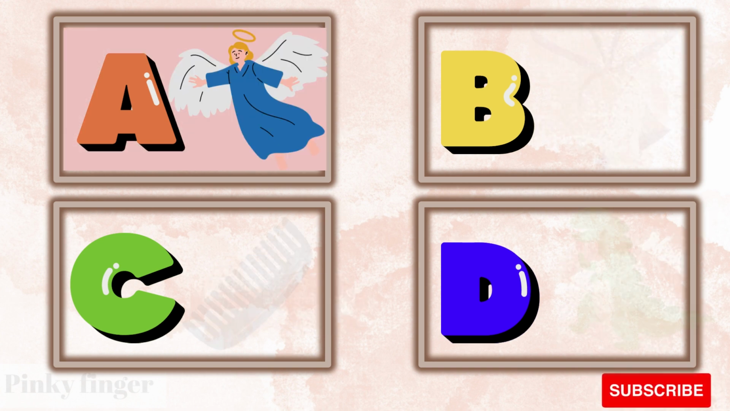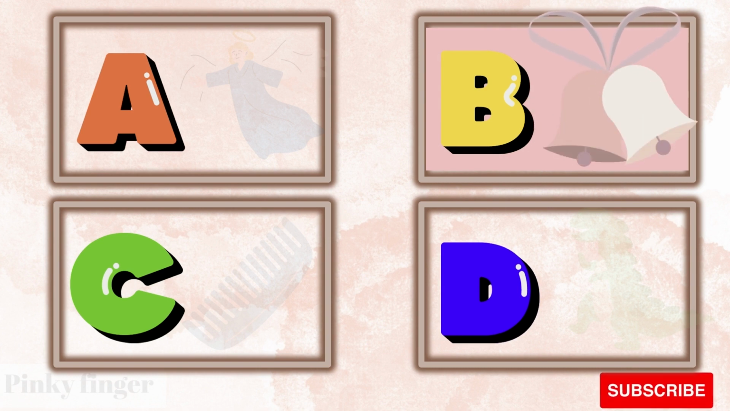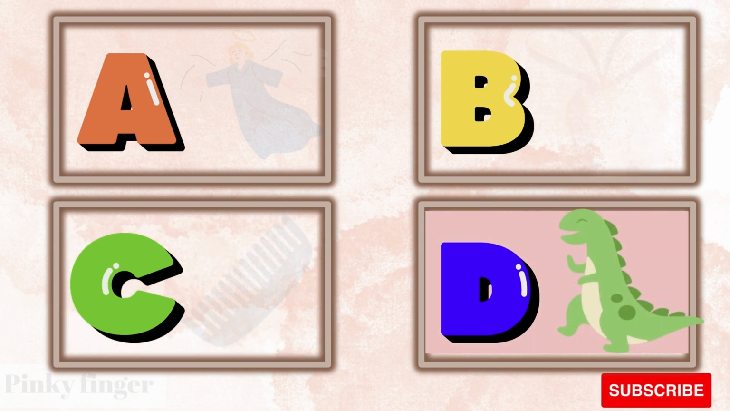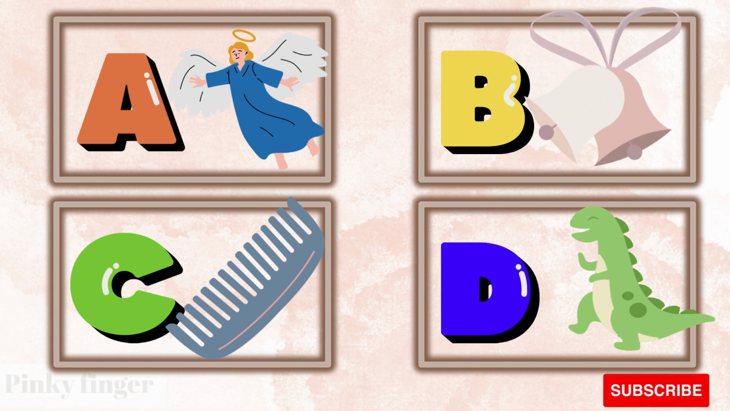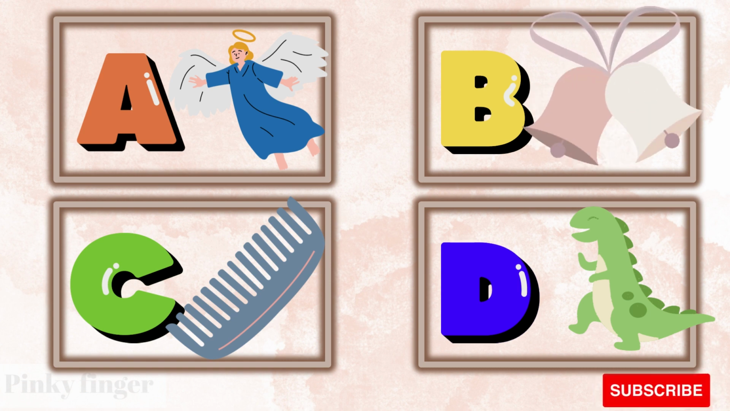A is for angel. B is for bell. C is for comb. D is for dinosaurus. A is for angel. B is for bell. C is for comb. D is for dinosaurus.